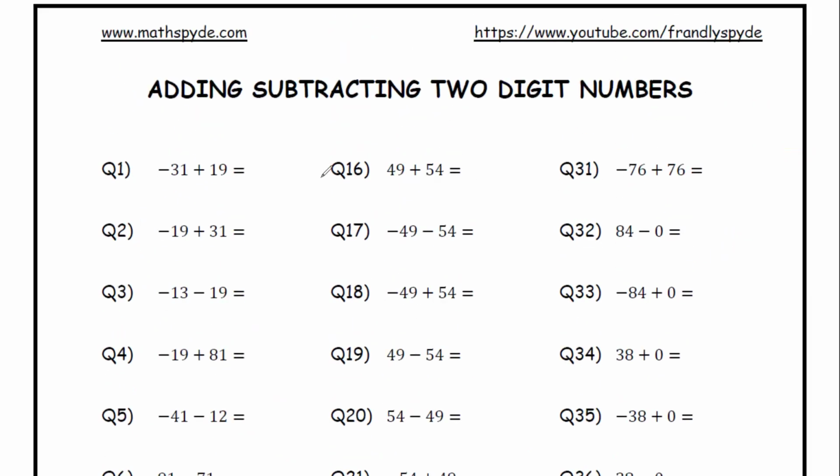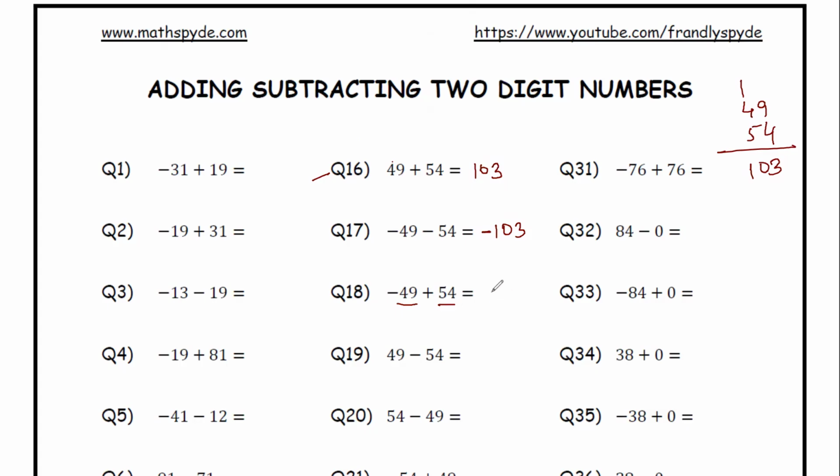They both are positive, so we simply take the sum. Sum is easy. 4 and 9, 13. And 5 and 5, 10. So 103. Again, both are negative. It will be 103, but with a negative sign.